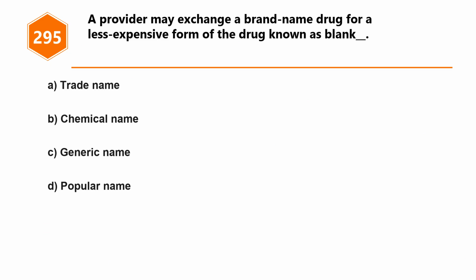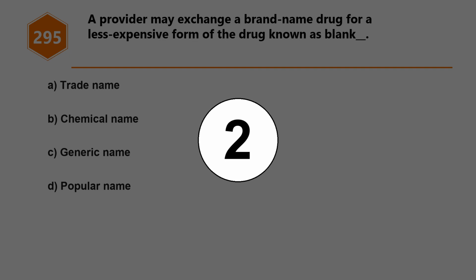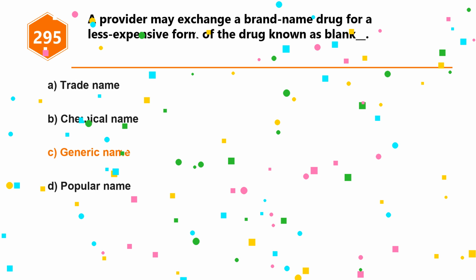Question 295. A provider may exchange a brand name drug for a less expensive form of the drug known as blank. Option A, trade name. Option B, chemical name. Option C, generic name. Option D, popular name. The correct answer is option C, generic name.